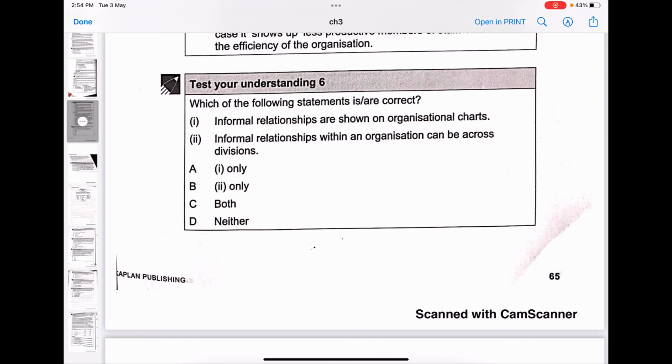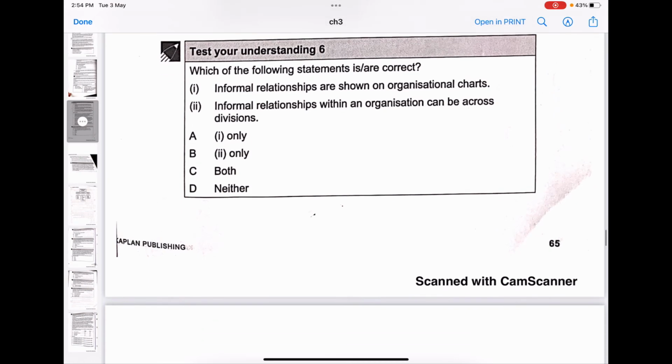We have done the test your understanding 6.